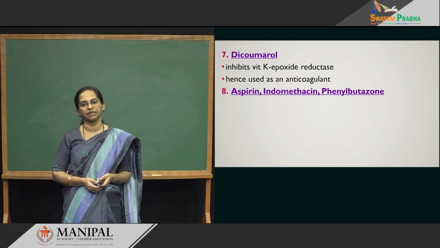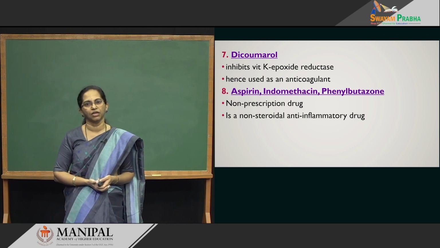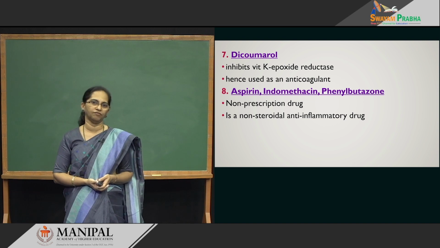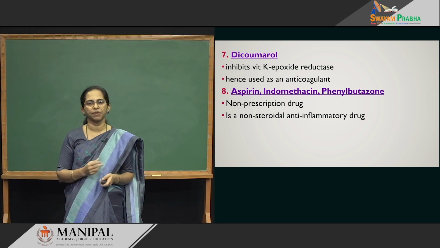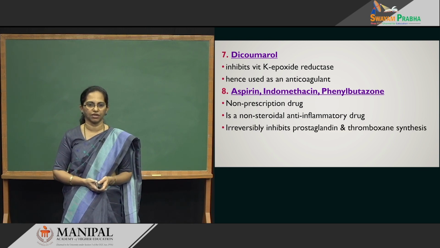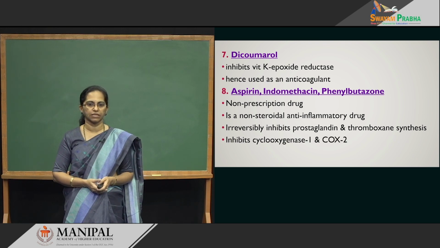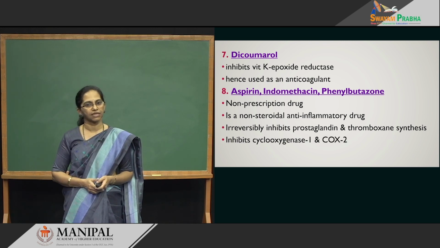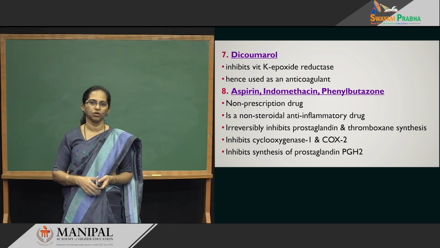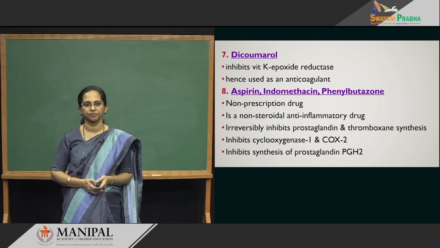Aspirin, indomethacin, phenylbutazone is the next group. That is, you have this drug which is NSAID, non-steroidal anti-inflammatory drug. So, whenever a person is having pain or you do not want inflammation, you can use this drug. So, what does it do? It inhibits prostaglandin synthase, specifically an inhibitor of cyclooxygenase 1 and cyclooxygenase 2. And so, you bring down the prostaglandin production, you stop inflammation.